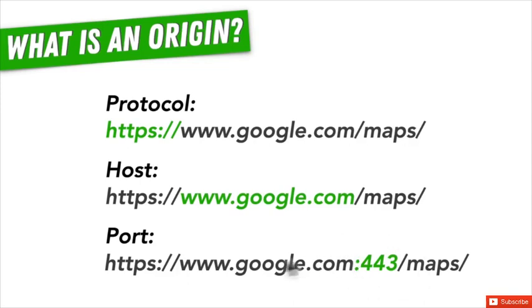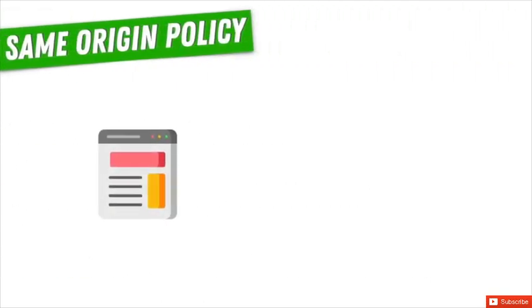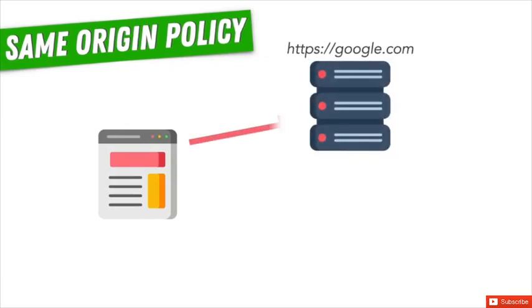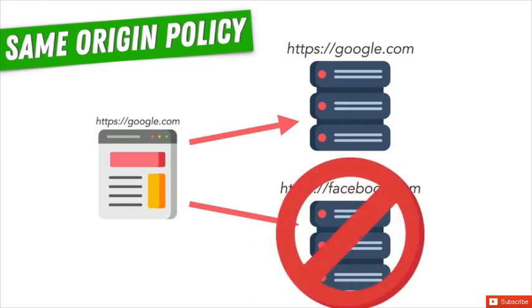Your origin might be https://www.google.com at port 443, or it could be localhost at port 3000. As a security feature, browsers by default block cross-origin requests so that you don't leak your data to a site unintentionally. So Google.com can make requests to Google's servers on the backend, but not to Facebook's servers. Browsers are looking out for us.